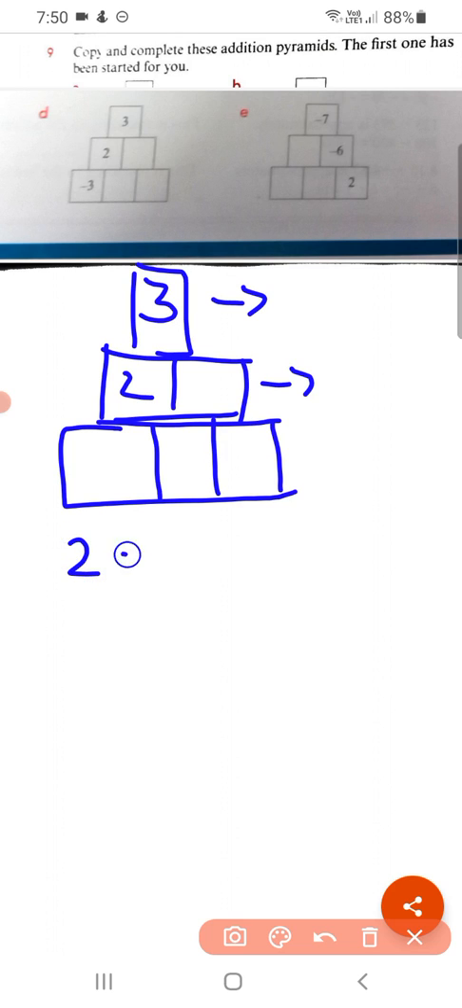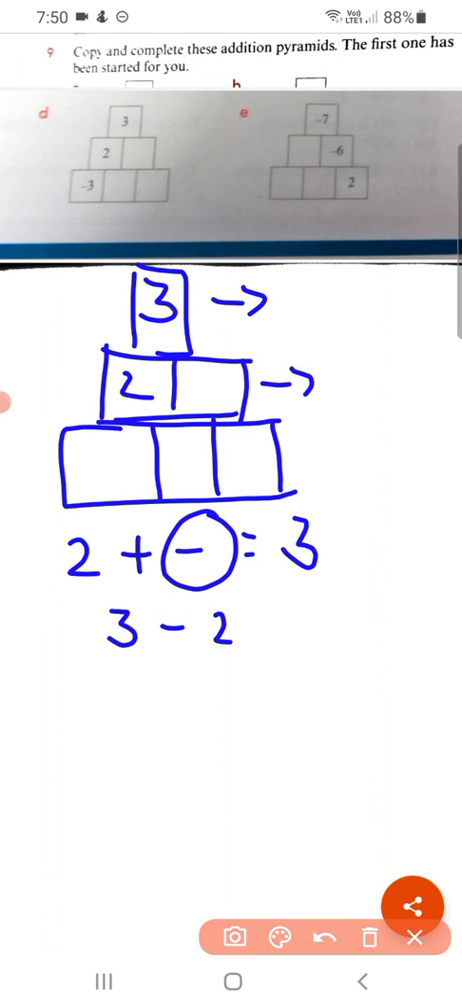So 2 plus dash is equal to 3. That we don't know. We have to find this number. Here the sum is given, that is 3. So to find the unknown number, we have to subtract the first number from the sum, that is 3 minus 2, 1. So 1 is the answer here.